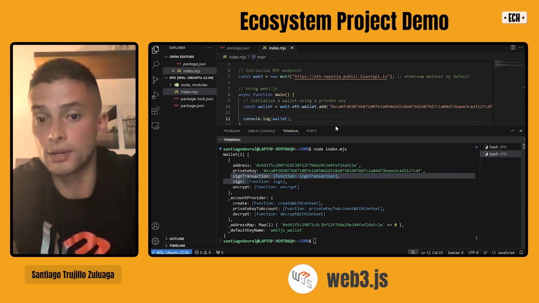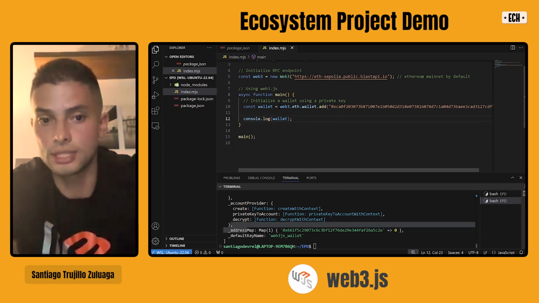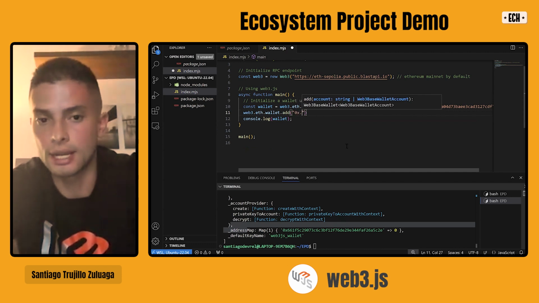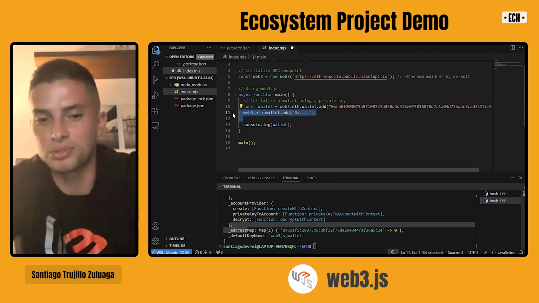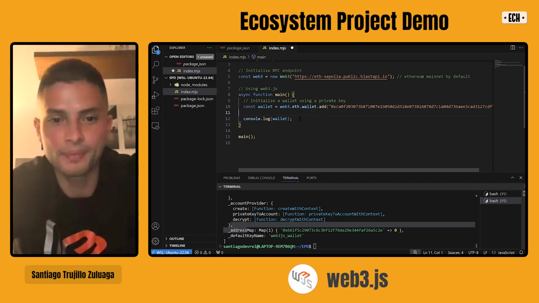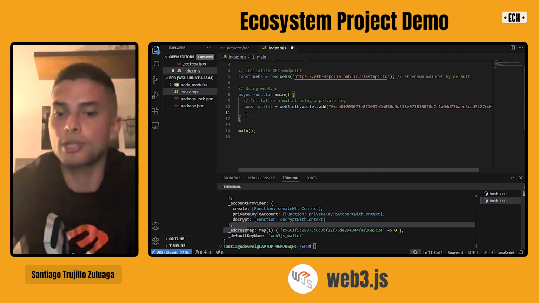But if I want to add another account, I can just do the same here. Let's put this like that, 0x, and then I can just add another private key here, and then I will have a wallet with 2 accounts. But in most cases, we just need 1 account to sign transactions, so I will just use 1. So yeah, that's how we use a wallet.